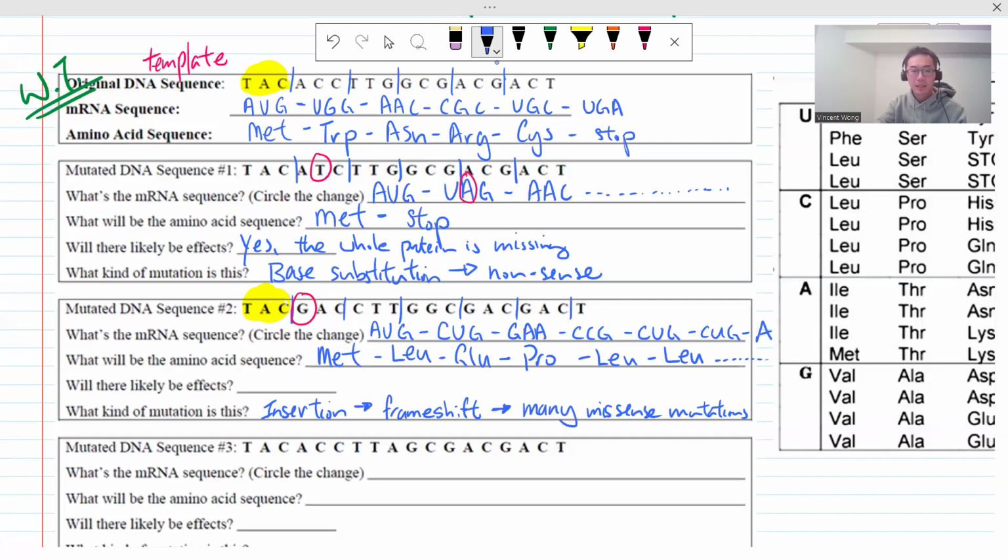So will there be an effect? Yes. The original protein is gone. You're not even making the original protein. It's the wrong recipe. It's like you're supposed to make a cake, but now you're making a chicken instead. Completely different. All the amino acids are different. And the worst part is it doesn't even stop, it just keeps on going. Who knows when it's going to stop?